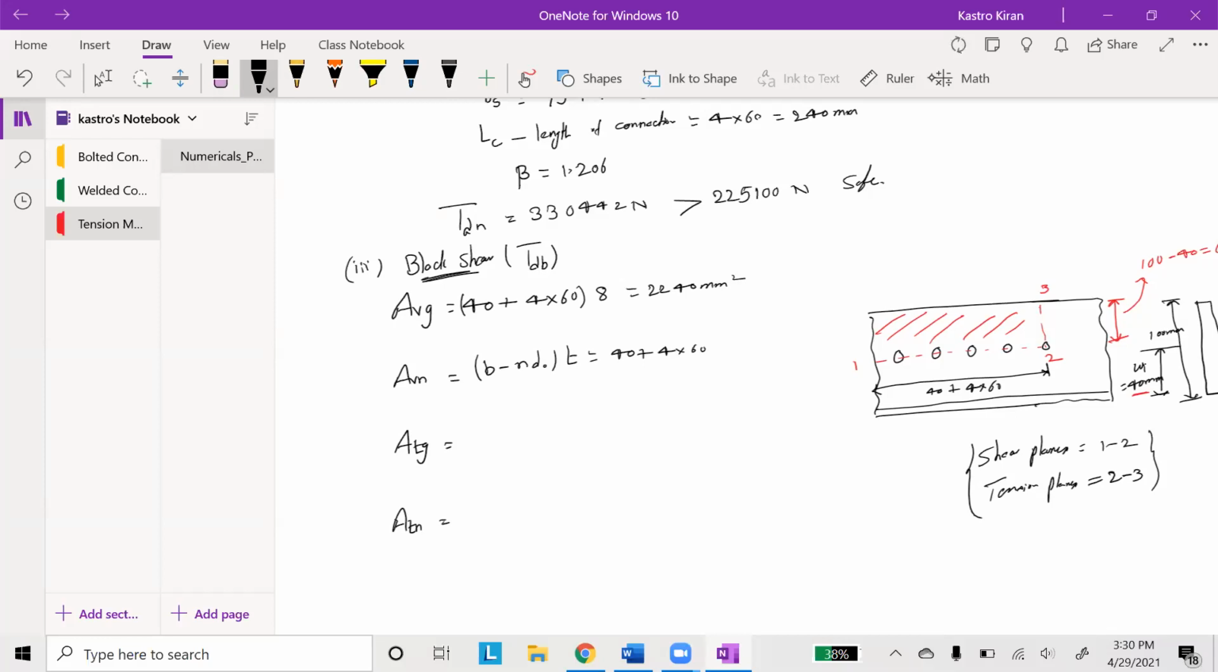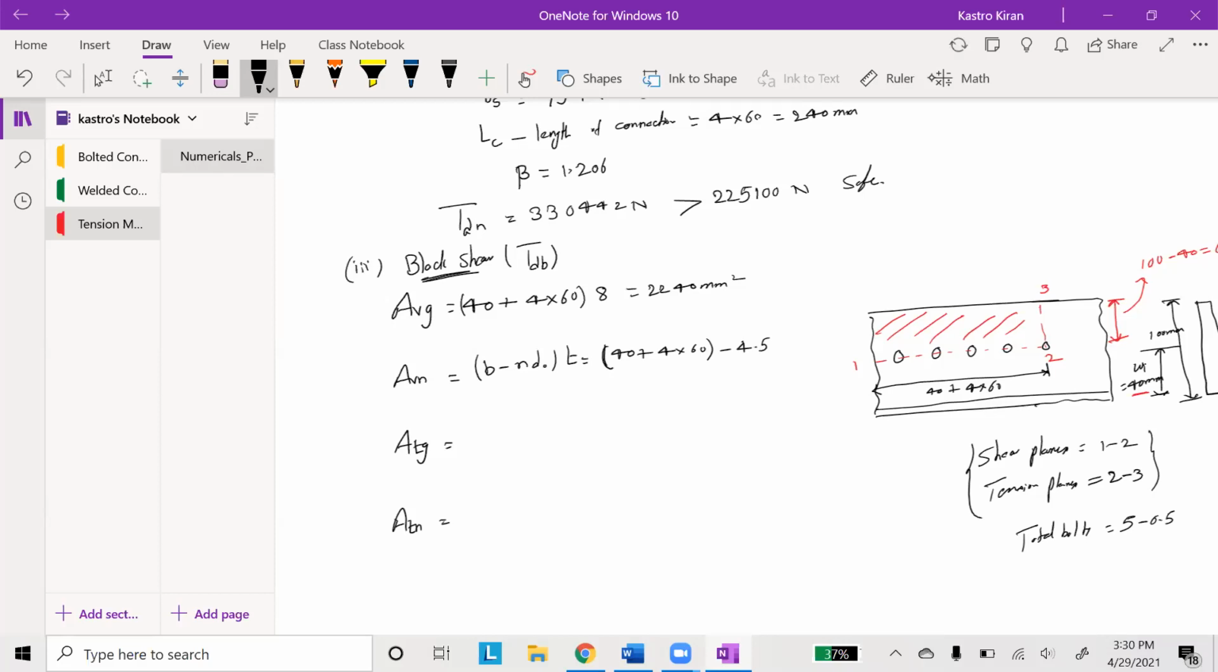4 times of 60, that is width only. Okay, this is the width alone, minus N. So when I was talking about how to find out the value of N, let's consider the total number of bolts initially. You have 5 bolts. Just deduct 0.5 from the total number of bolts. That will become your N value. So 5 minus 0.5 will be your N value.